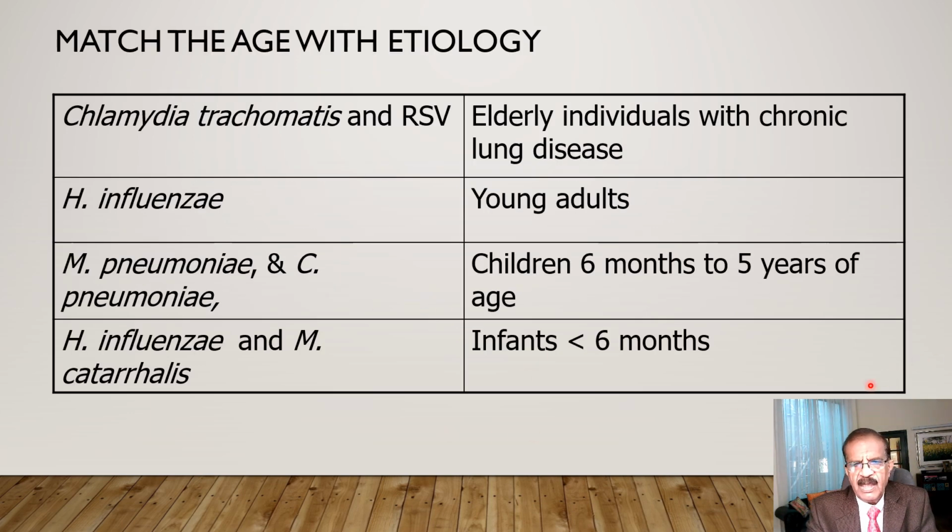And this is it actually. Now let's match the age with etiology. So these are the age groups and this is etiology. Let me see if you can figure out. Chlamydia trachomatis and respiratory syncytial virus, in which age group? Infants less than 6 months. Chlamydia trachomatis or respiratory syncytial virus. H. influenzae: children 6 months to 5 years of age.